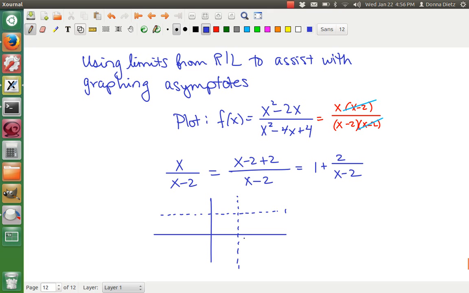So this is at 2, and it's just going to be the same shape as 1 over x. And let's see, at 0, it's going to be 0. So it's going to look something like this. There we go.